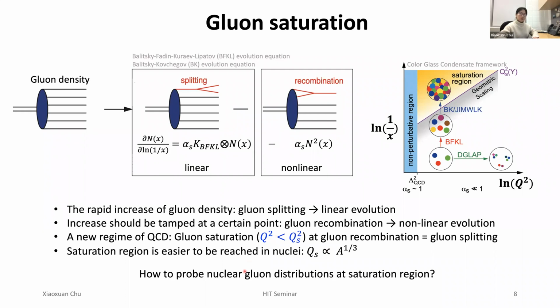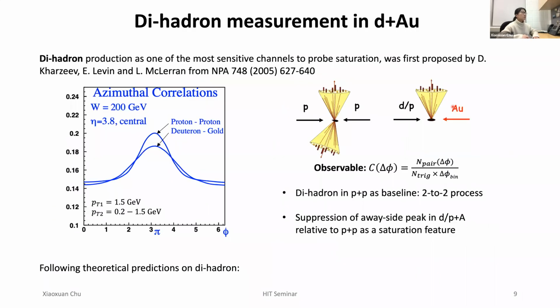And from the experimental side, how can we probe these nuclear gluon distributions in the saturation regime? Di-hadron production is one of the most direct and sensitive channels to probe saturation. It was first proposed by Dima Kharzeev and his collaborators in 2005. They proposed that we can measure two-particle correlations in pp collisions and pA or dA collisions.